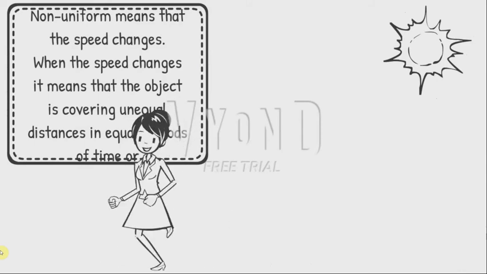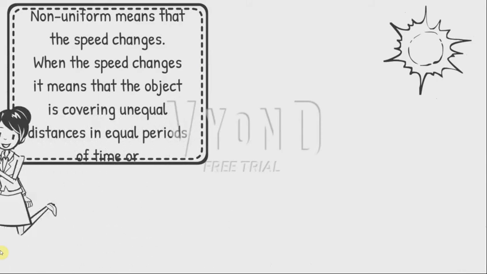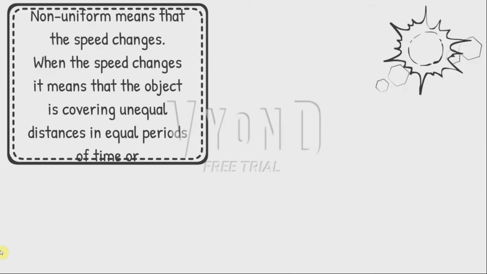So what do we mean by the non-uniform speed? I guess it's obvious. It's quite the opposite. If the uniform speed is a constant speed, a speed that doesn't change, then in the case of the non-uniform speed, the speed keeps changing. So I have a definition here that's mentioned in your book that the object is covering different distances in equal periods of time, or I can say that the object is covering non-equal distances in equal periods of time.